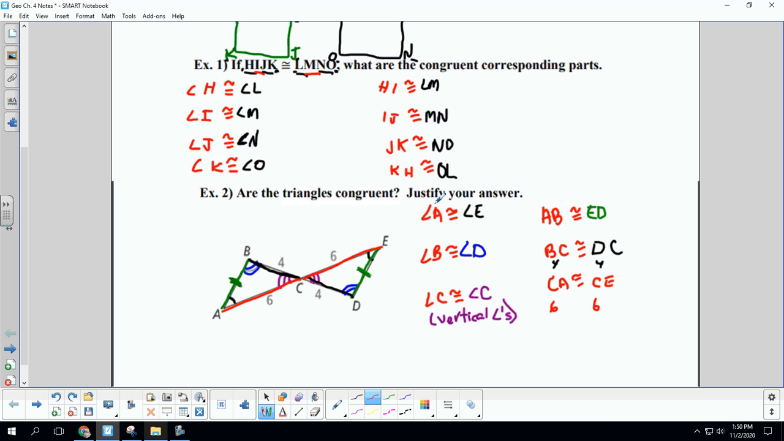Okay, so when we say, are the triangles congruent, we can say yes, all angles and all sides are congruent. That's our justification, period.